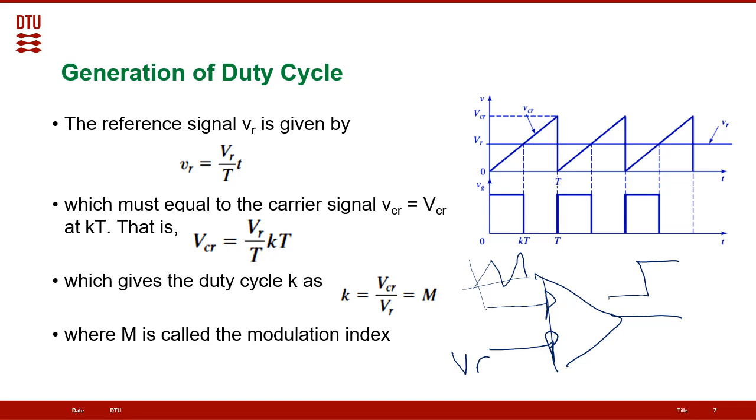As we increase VR up to VCR, we can increase the duty cycle, say from 50% up to 80 or 90%. As VR is getting lower, the duty cycle will be reduced. So we define the ratio between VCR and VR, or the duty cycle, as the modulation index.